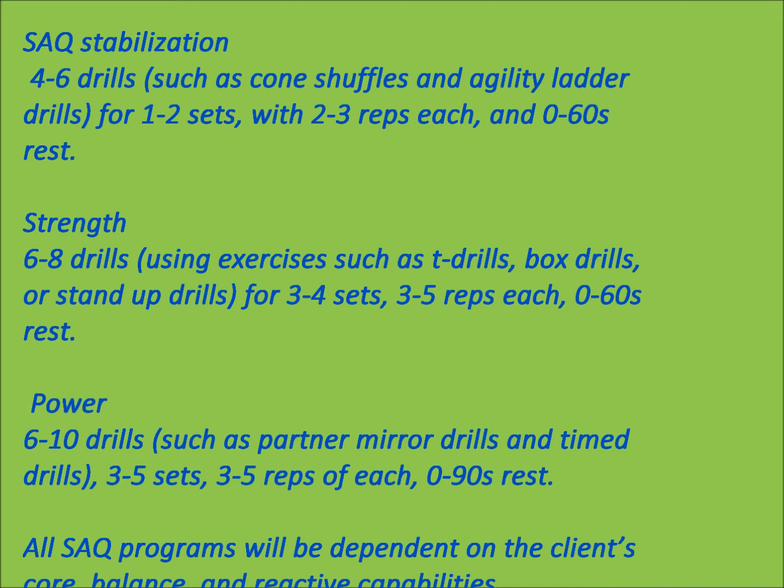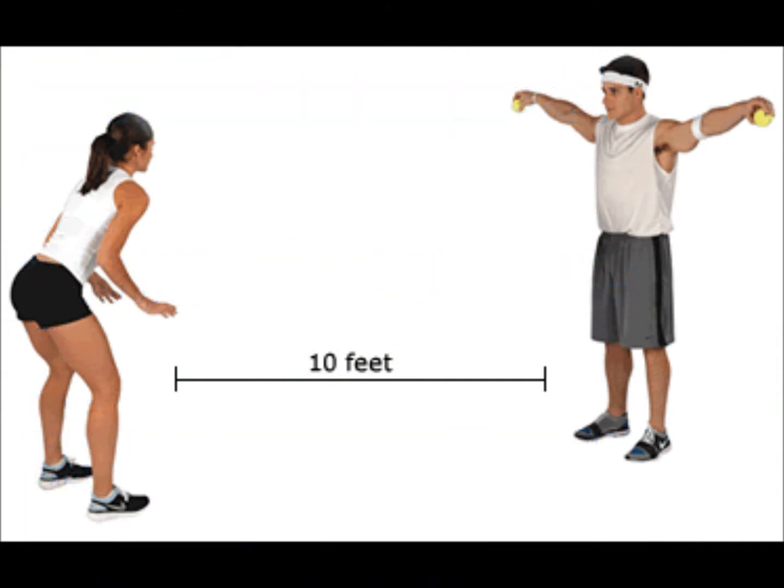Lastly, SAQ power training can be used for 6 to 10 drills, such as partner mirror drills and time drills, 3 to 5 sets with 3 to 5 reps of each, and make note of the difference, 0 to 90 seconds rest. An exercise which can be used for speed training includes sprint ball drops.